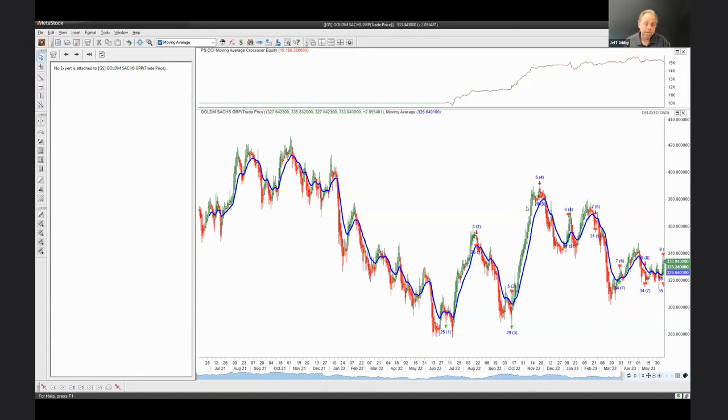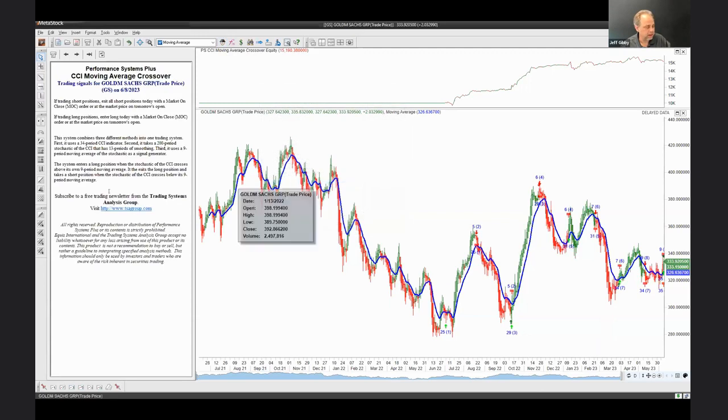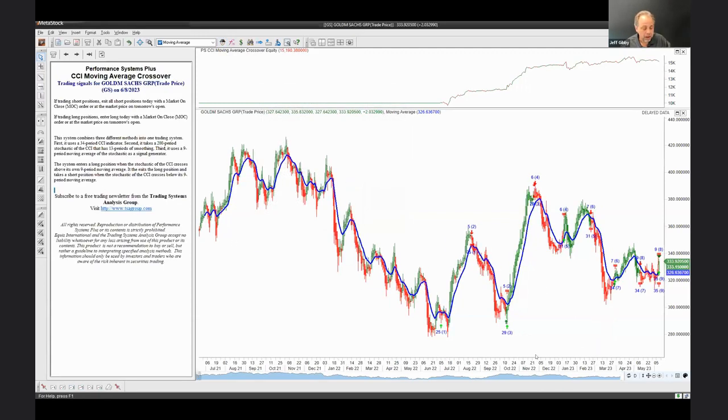If I look at this and I like it, the next thing I want to do is understand what feeds into the system. So to learn that, I go back into the expert advisor. This was the CCI moving average system. I'm going to go to PS right here. I'll attach that method to the chart. I think it's the same one. And then we're going to get that same commentary that we looked at before.